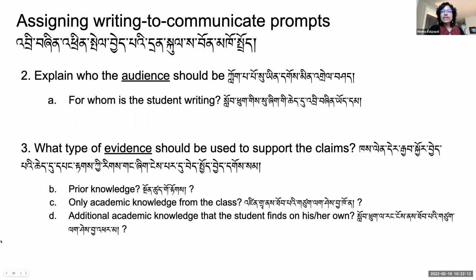So a couple of other things to remember is as the teacher, tell your students who the audience is. Who are they writing for?